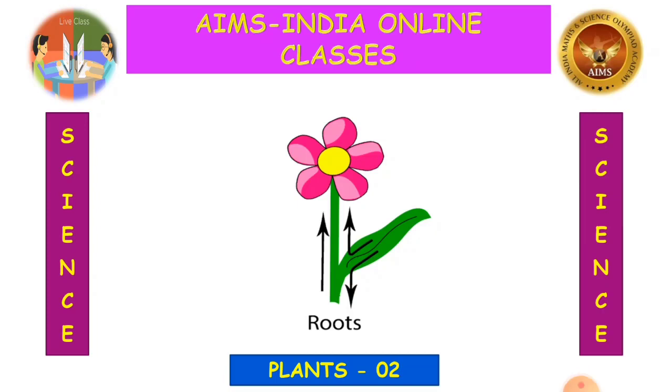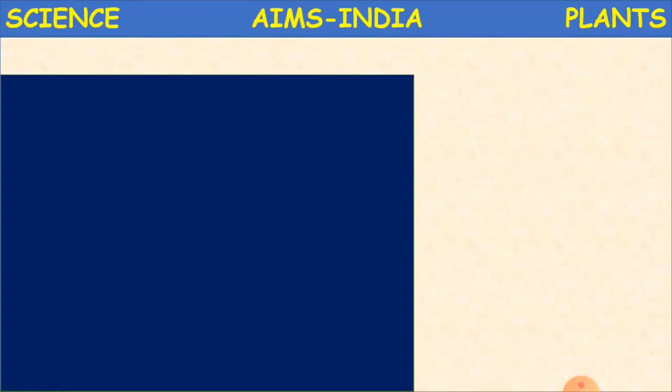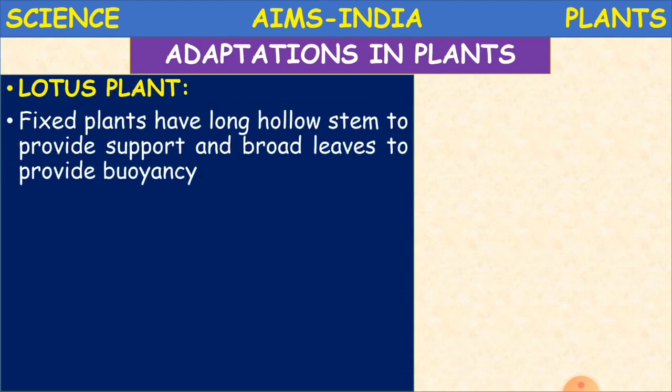So today we are going to discuss plants in part 2 of our science subject. Children, yesterday we ended our session by talking about adaptation in plants. What is it? Adaptation is nothing but making ourselves convenient or comfortable to live in a particular place or climatic conditions. So we'll discuss some plants and how they adapt themselves to live.